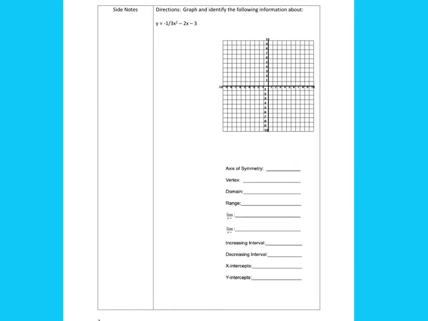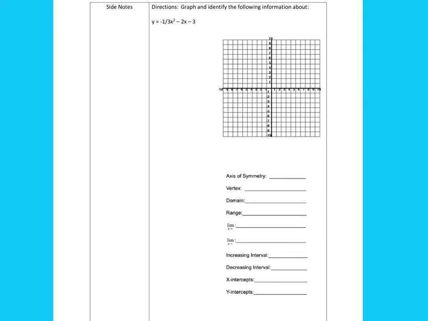We're going to do another one. Okay. I want you to use that formula, which is x equals, for line of symmetry, x equals negative b over 2a, okay? So I want you to find the axis of symmetry, find the vertex, and then stop.